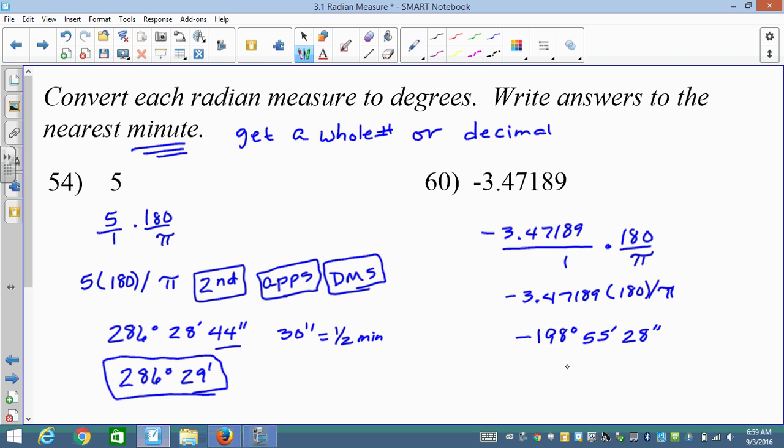And this is when I can point out to you, notice 28 is not more than half, so we're going to just stick with the 55 minutes. Negative 198 degrees, 55 minutes. How'd you do on that one?